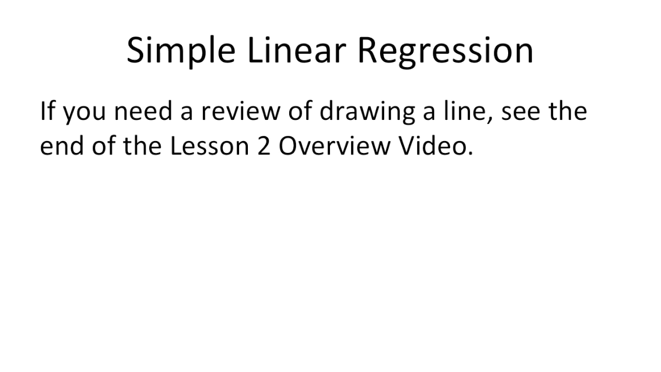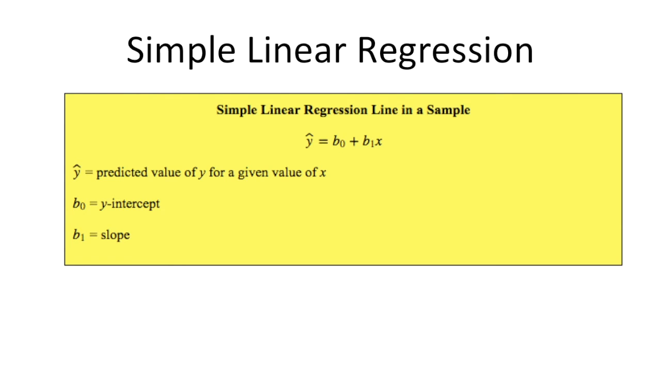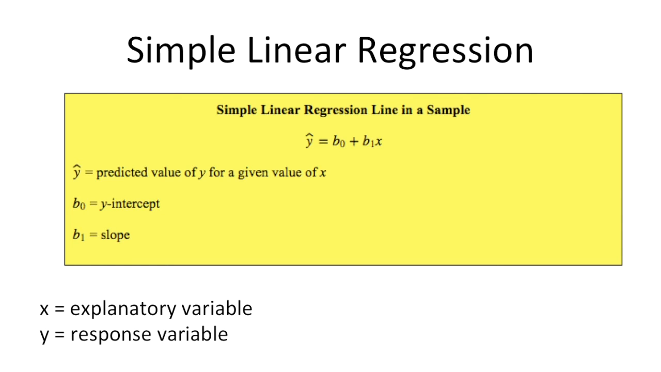In addition to correlation, the other big topic that you're going to see this week is simple linear regression. If you need a review of drawing a line, see the end of the Lesson 2 overview video. Here's your formula for a simple linear regression line in a sample. Y hat is the predicted value of y. B sub 0 is your y-intercept, and B sub 1 is the slope. X is your explanatory variable, and y is your response variable.